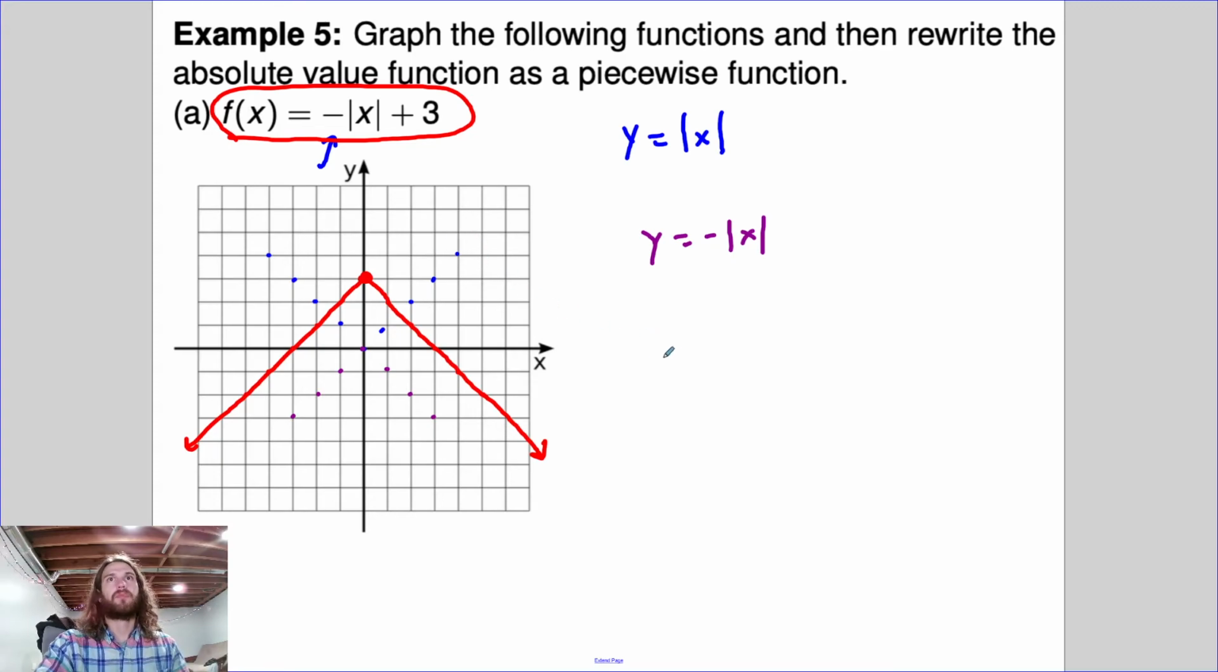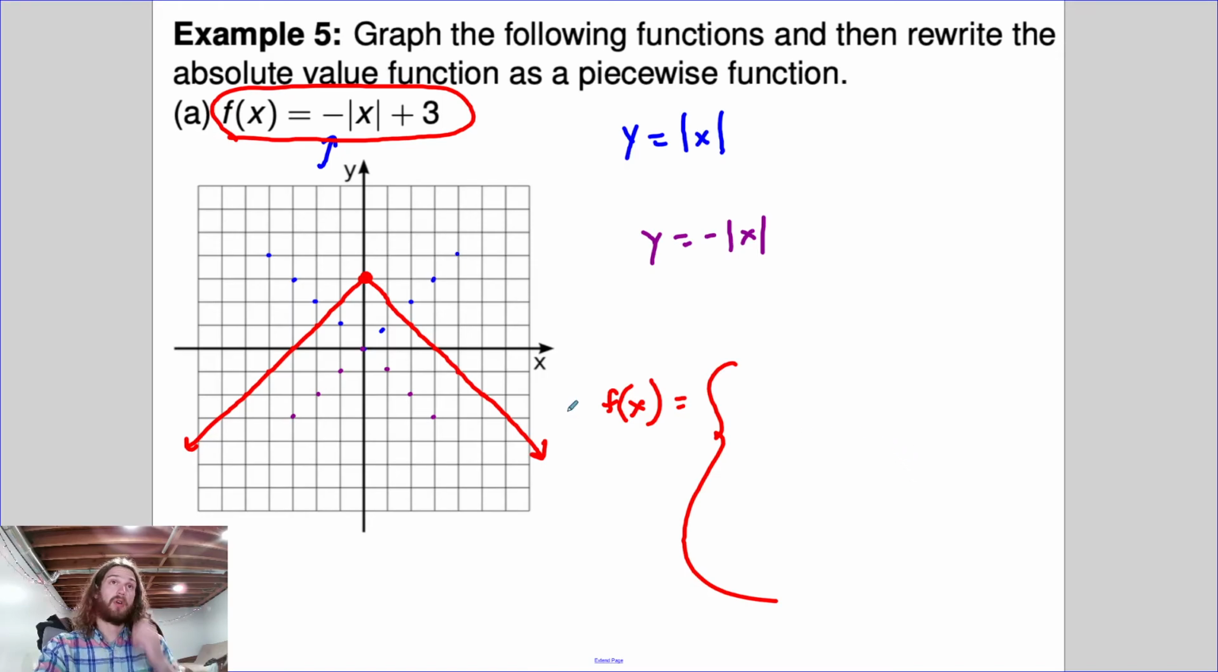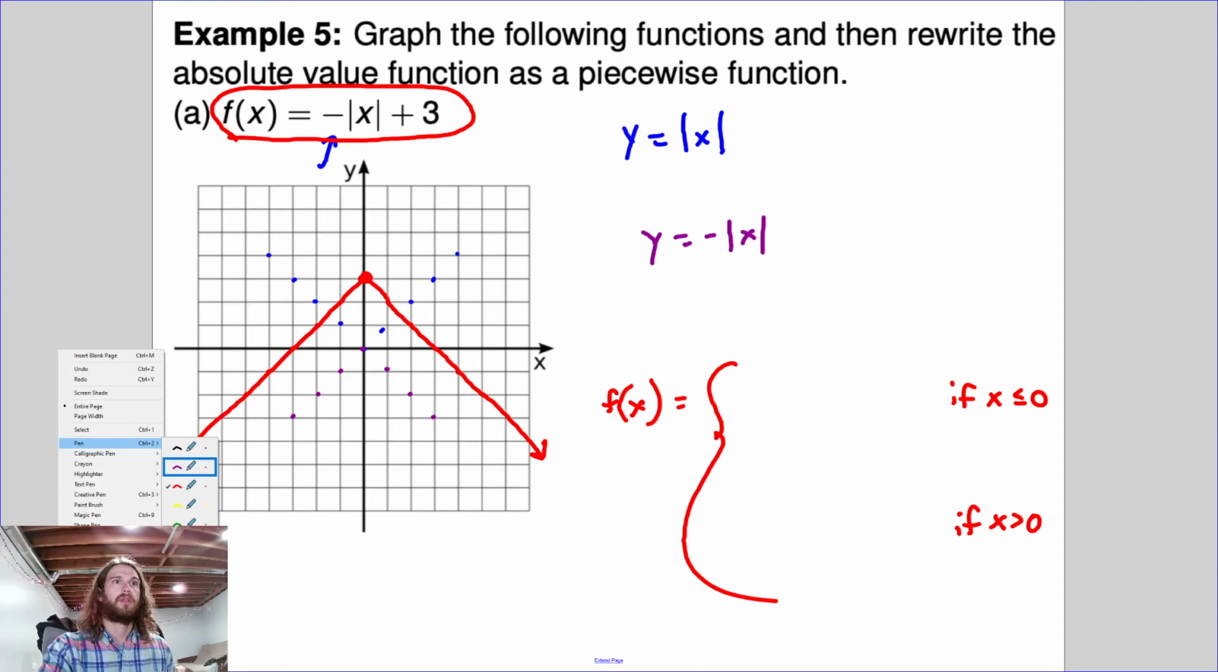Okay. So how do we write this function as a piecewise function? Well, it's made up of two lines, right? The two lines are the line on the left and the line on the right, so our boundary is 0. So if x is less than or equal to 0, it's one thing, and if x is greater than 0, it's another line. That's the boundary between these two.